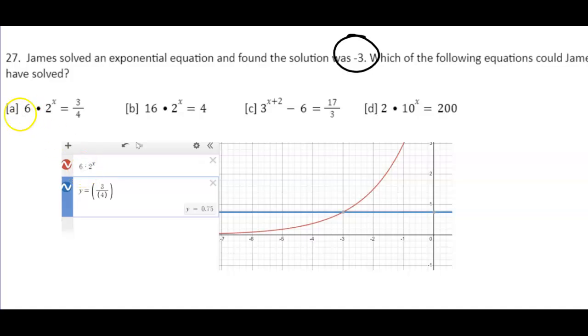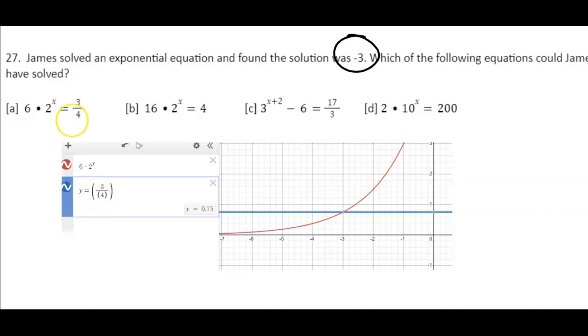This is for A. I made one graph 6 times 2 to the x, which is the left side of the equation. The right side of the equation is a constant. So remember, if it is a constant, you cannot just put 3 over 4. You have to say y equals 3 over 4, so it graphs that horizontal line so you can see the intersection. If you just do 3 over 4, it is not going to do anything. And it's not going to help you find the intersection point.